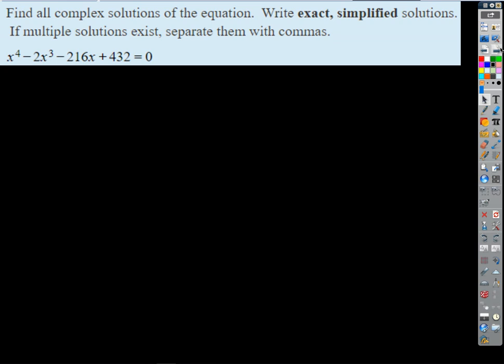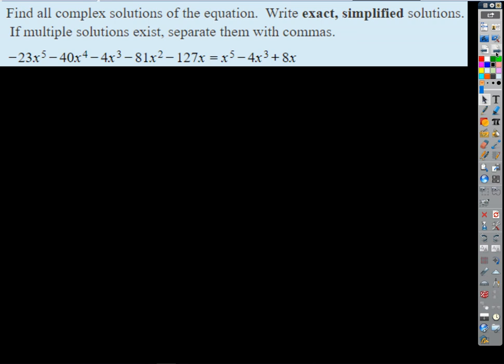Let's do one more. Is that a good one? Or let's do that one. That one looks a little hard. Okay, so what am I going to do first? Get everything to one side. Okay, move it all to the left. It doesn't matter. I mean, we could move it to the left. But really, I'd probably move it right, just so you have a positive number of x to the fifths.